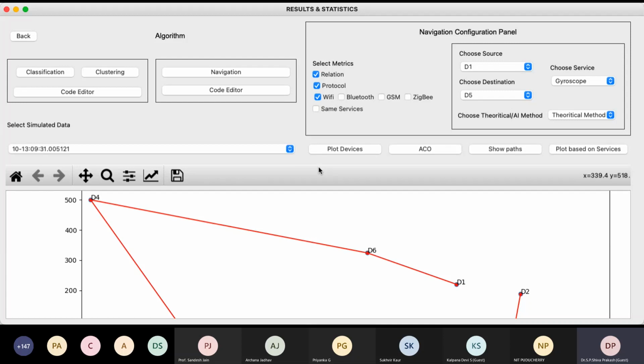So what we can do, as a researcher, is add a few more algorithms into this. In this case, we have considered only the SIoT algorithm. We can add any type of protocols.